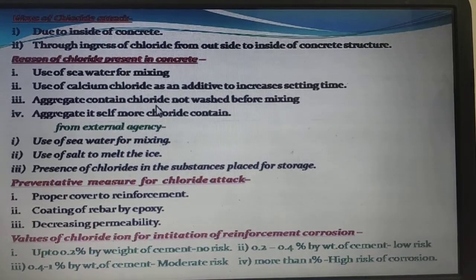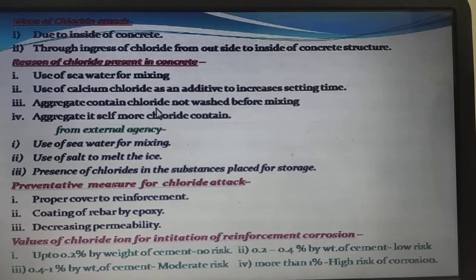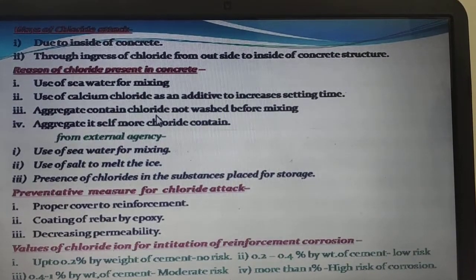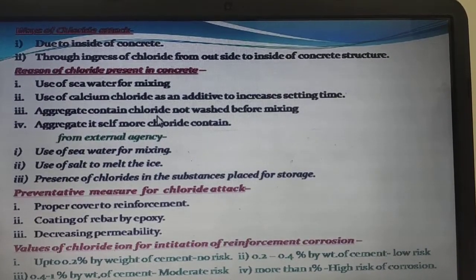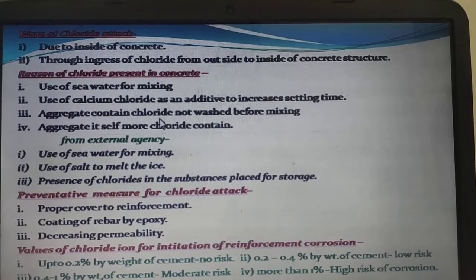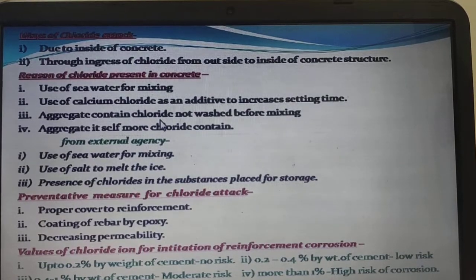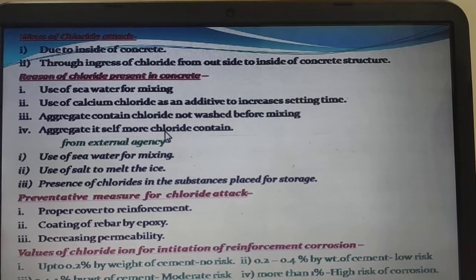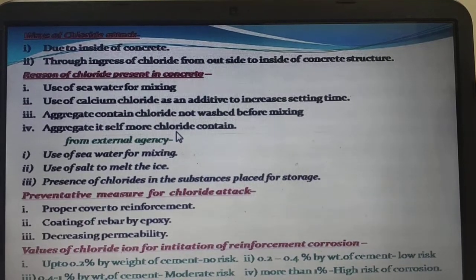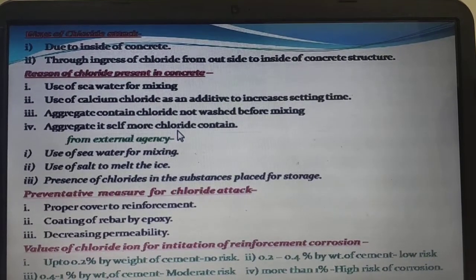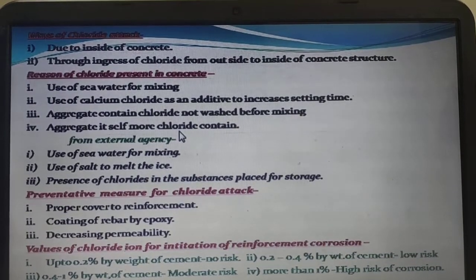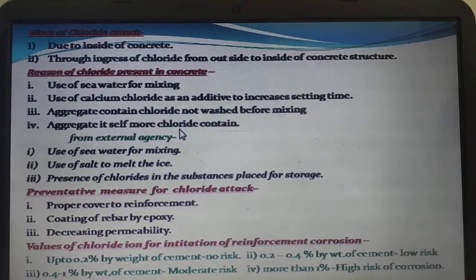Third, aggregate containing chloride. Aggregates that are going to be used for the manufacture of concrete must be washed before they are used as ingredients of concrete. Sometimes aggregates themselves have more chloride content, so care must be taken before using such aggregates, or aggregates must be tested before they are used in concrete.